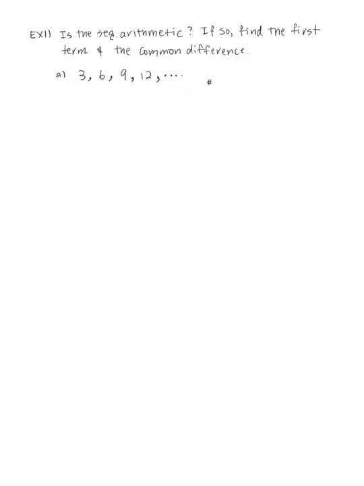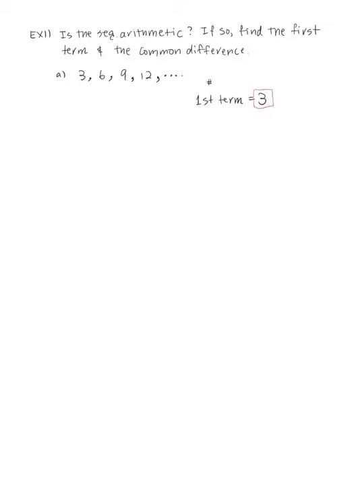Let's do some examples. Example 1: is the sequence arithmetic? If so, find the first term and the common difference. So here I have written 3, 6, 9, and 12. The first one is the easiest one. The first term is going to be 3, as you can see. So let me just write that. First term is 3.